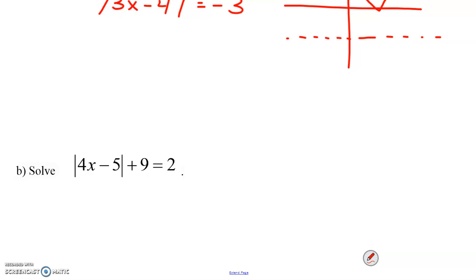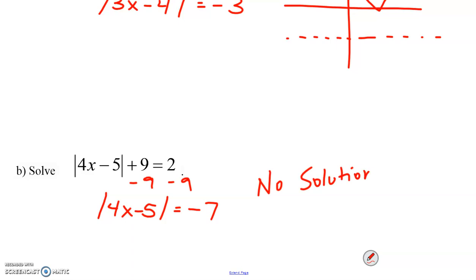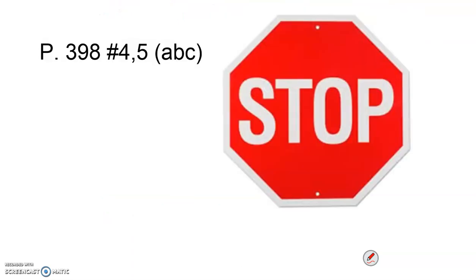If we take a look at the next problem, same thing. If I subtract my 9 to the other side, we get 4x minus 5 equals negative 7. So you have to make sure then that you state that there is no solution. So I'd like you to stop here and please try page 398, number 4 and 5, ABC on both of them, and then we'll pick back up with the video.